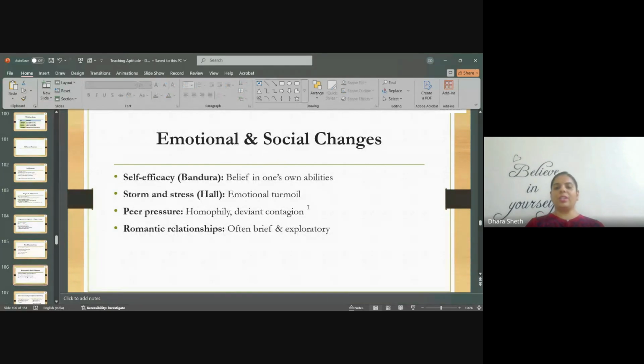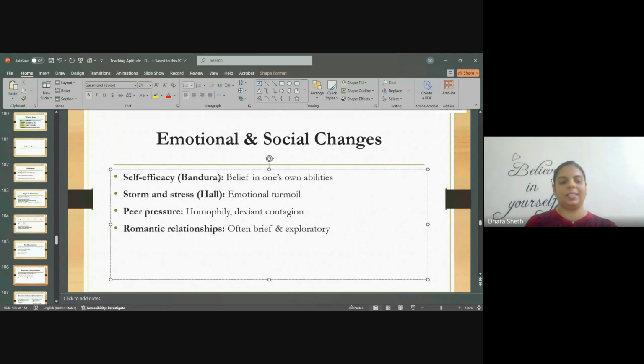So what are the emotional and social changes that happen? Now we are coming to the theory portion of characteristics of adolescent learners. Emotional and social changes. So according to Bandura, self-efficacy. They start believing in their own abilities, that I can do it.